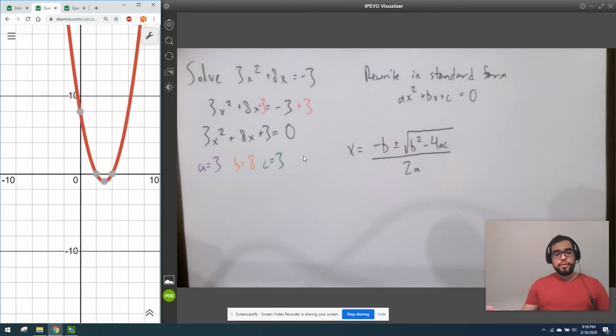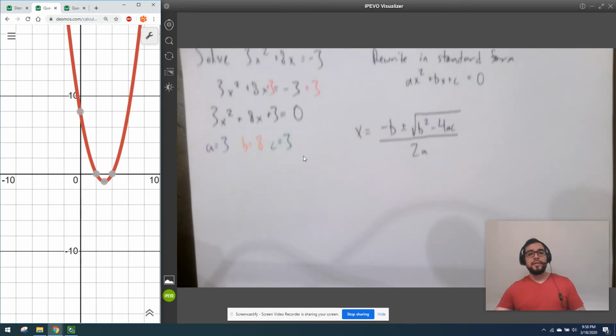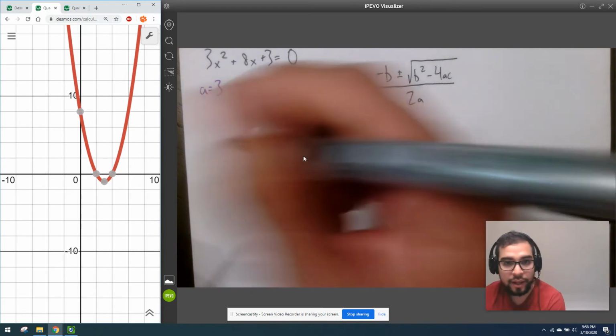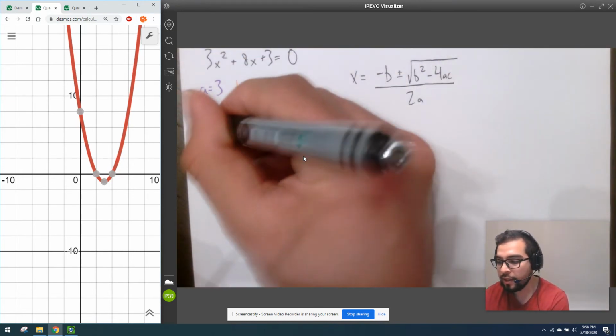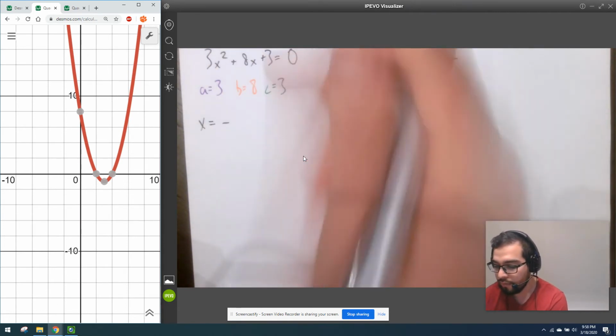Now that I have my three values, a, b, and c, I'm going to substitute those values into my quadratic equation right over here. Okay, so let's do that. So x is equal to the opposite of b, which is the opposite of 8.